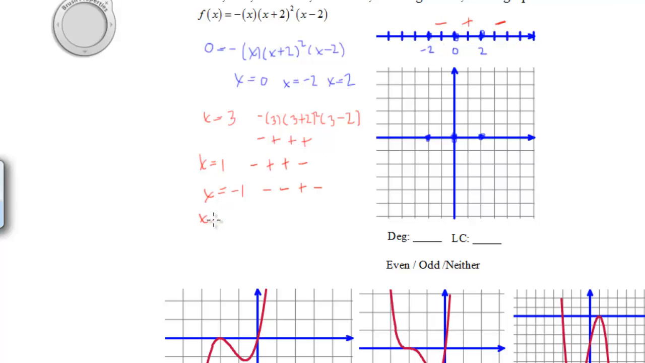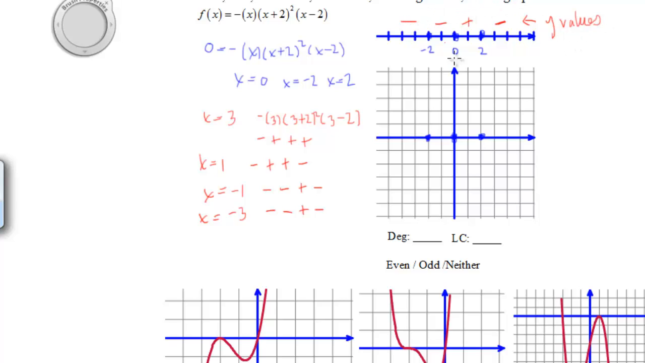And then at x equals, say, -3, we'd have a negative for the lead coefficient, a negative for the first factor, a positive for the next factor, and a negative for the last factor. So again, a negative. So what these red values tell us up here, those are the y values on the graph.